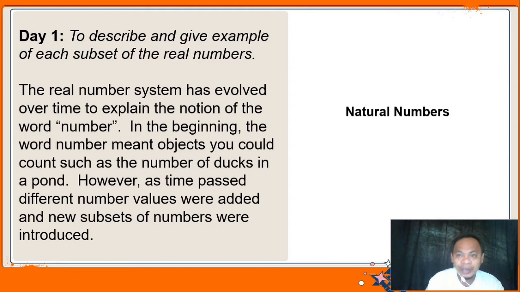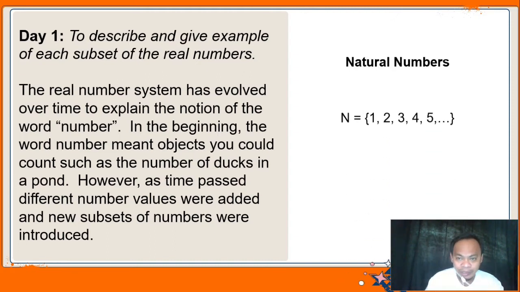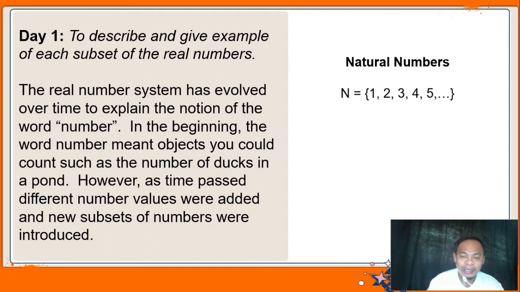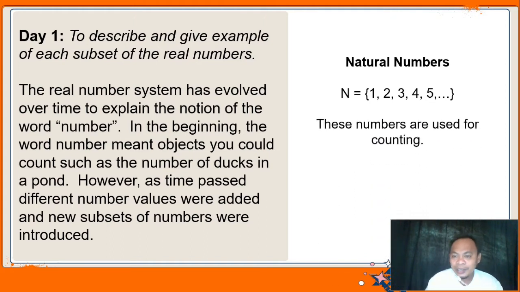So we have here natural numbers. So ano po ba itong tinatawag nating natural numbers? These numbers are used for counting. Pag sinabi nating used for counting, ibig sabihin natural numbers. So for example, we have 2, 3, 5, 8, and 17.